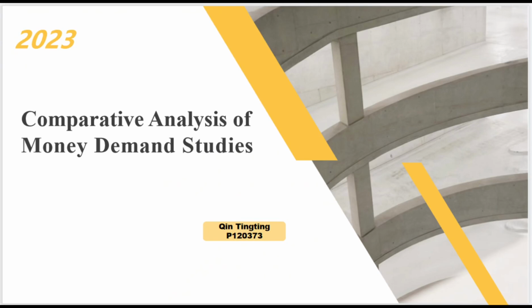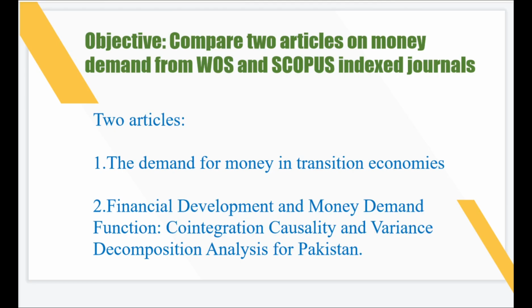Comparative Analysis of Money Demand Studies. This paper examined two articles obtained from the Web of Science and Scopus Index journals. The title of the first article is The Demand for Money in Transition Economies, while the second article is titled Financial Development and Money Demand Function, Cointegration, Causality and Variance Decomposition Analysis for Pakistan.